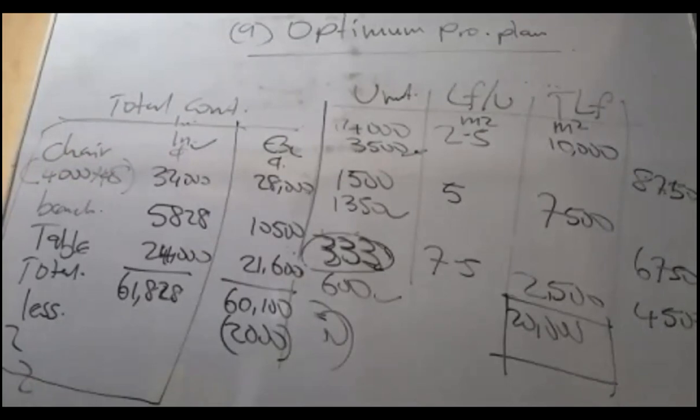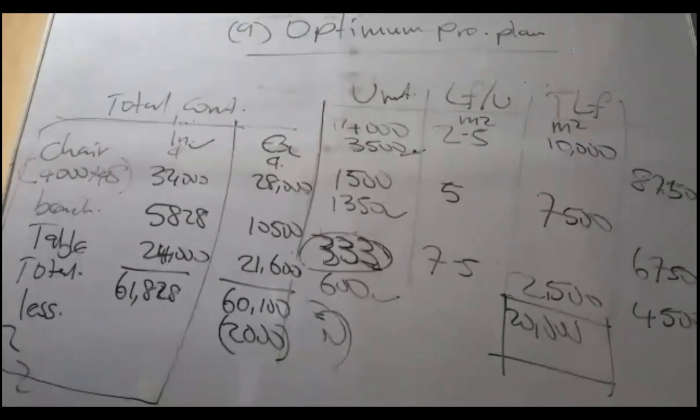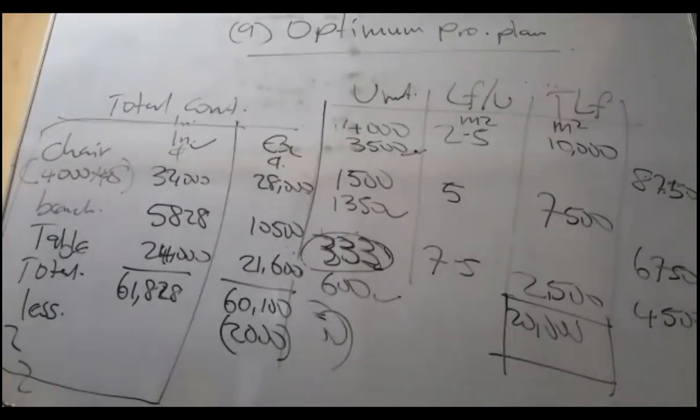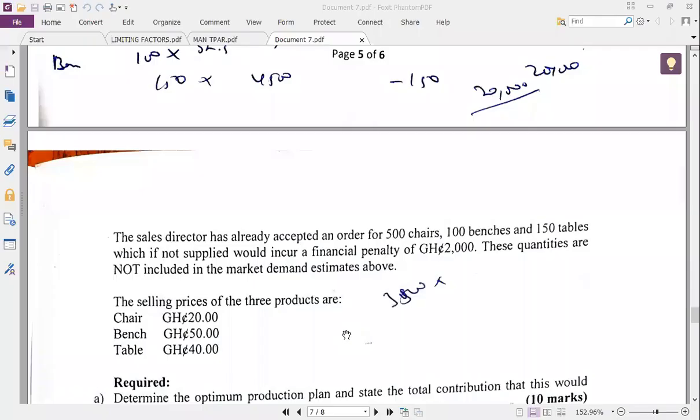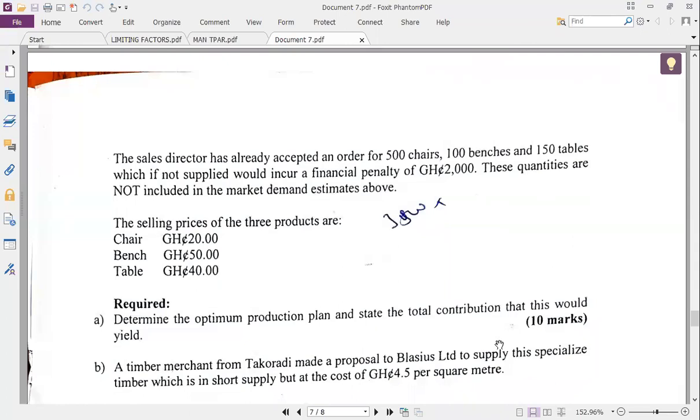The total contribution. And then you are done. So therefore, the best approach is that they have to include the demand. So they are asking for total what? Yes, the name suggests total contribution. And here I like the answer. I like how they stated it, and state the total contribution that this will yield. We are done. Good.